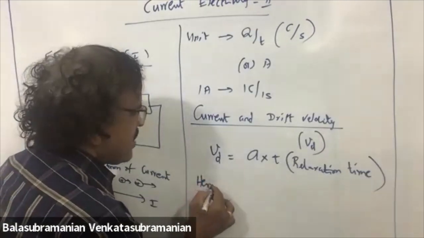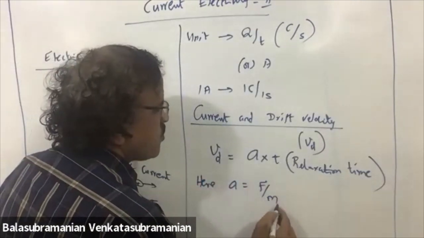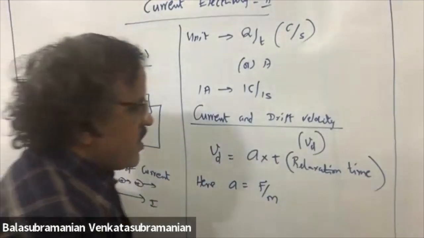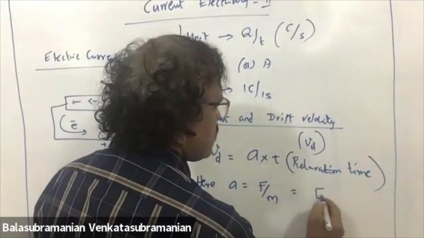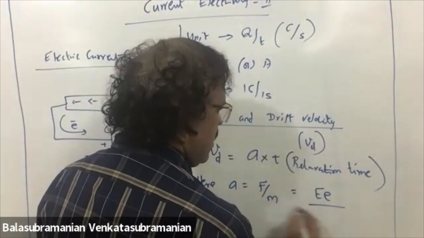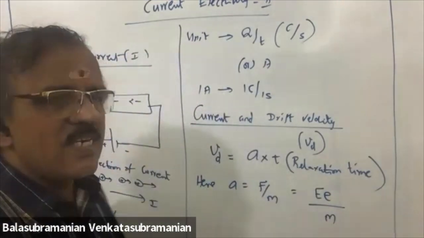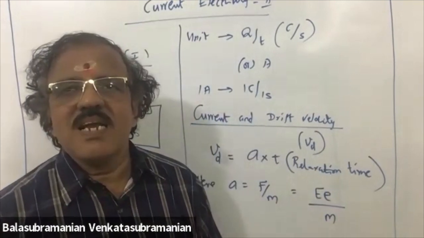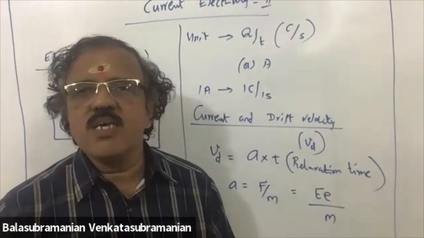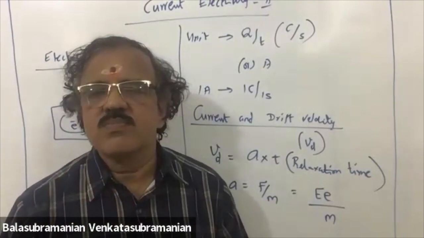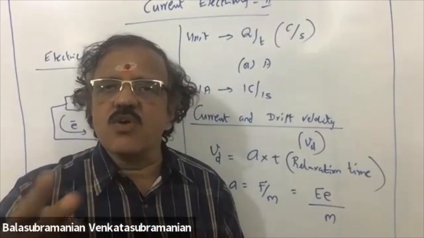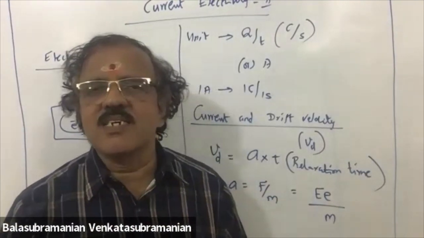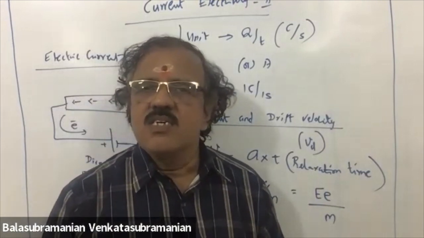Here, acceleration a is equal to force by mass, F by m. By Newton's second law, the force is eE and the mass is m. What is called E, sir? We have studied in electrostatics, the electric field and force is given by the formula E is equal to F by Q, so F is equal to EQ. That is the amount of force exerted on the electrons inside the wire.